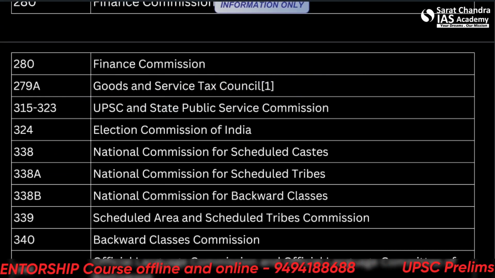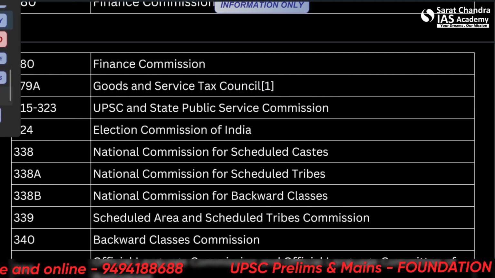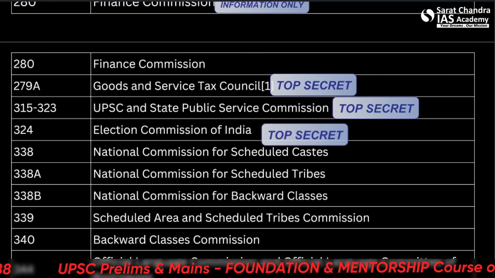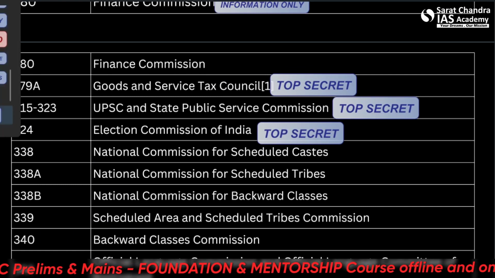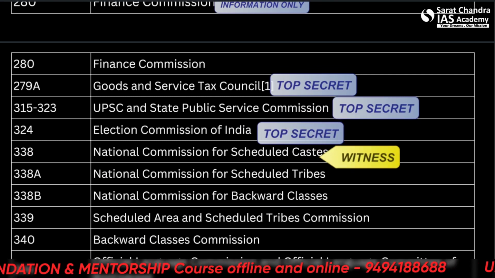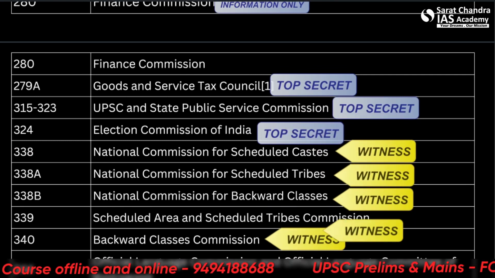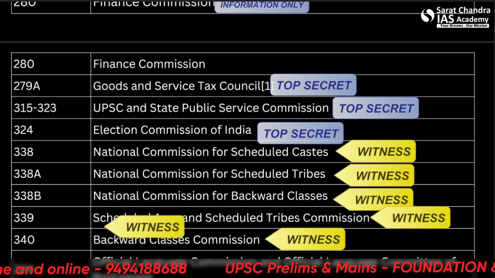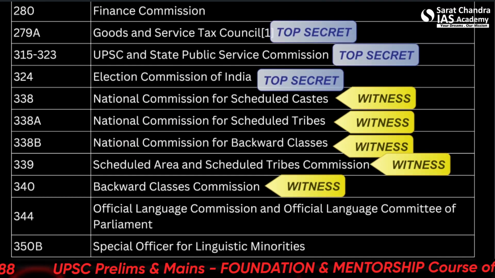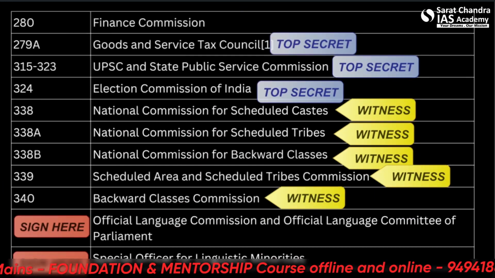GST Council. Okay. So GST Council, UPSC and State Commission and Election Commission. Now these ones you can group together again. Okay. So National Commission of Scheduled Castes, Scheduled Tribes, Backward Classes Commission, and Scheduled Tribe Commission. This one, Scheduled Area and Scheduled Tribe Commission. Furthermore, you can group this one also, the Language Committee and Linguistic Minorities. So this is how you can group the bodies.